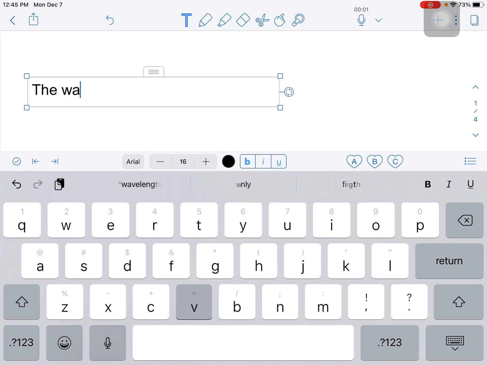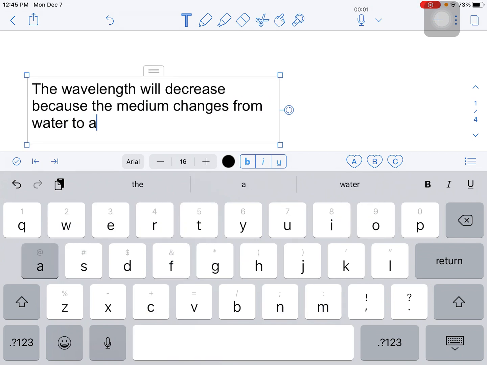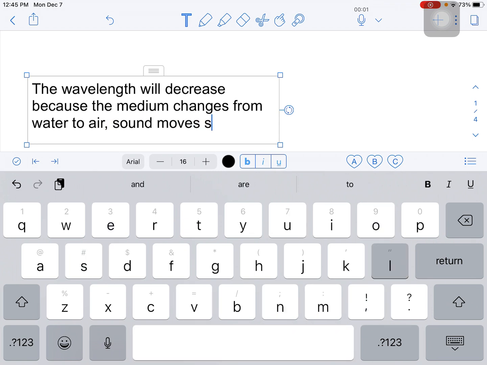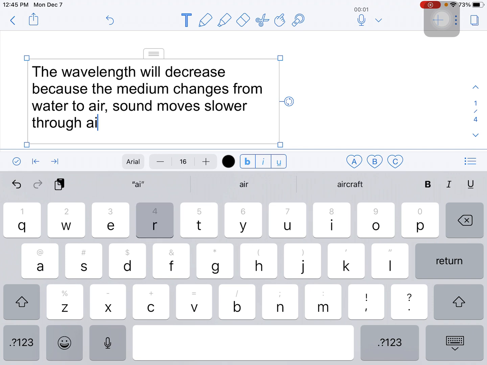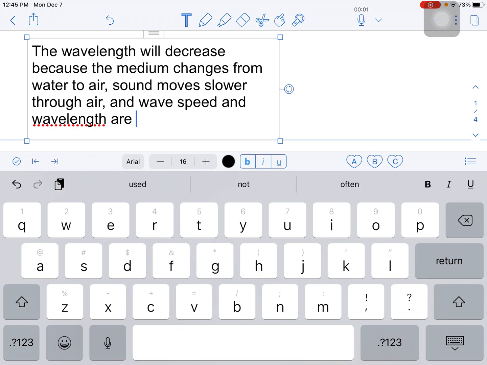The wavelength will decrease because the medium changes from water to air. Sound moves slower through air, and wave speed and wavelength are directly related.